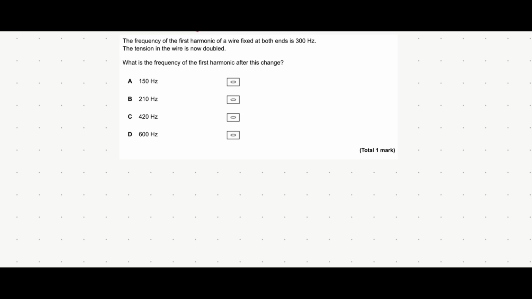In this video, we're going to go through the frequency of the first harmonic. Now, this is only in some specifications. I know it's definitely in the AQA specification of circular motion or simple harmonic motion. So do have a check if it's in your specification. If it is, it's an equation that's very rarely used actually.